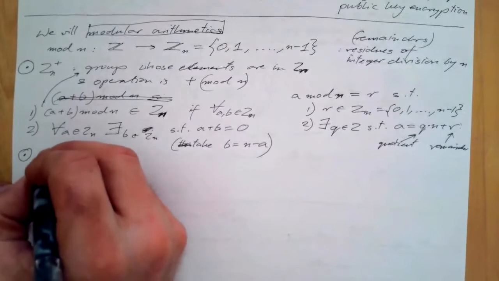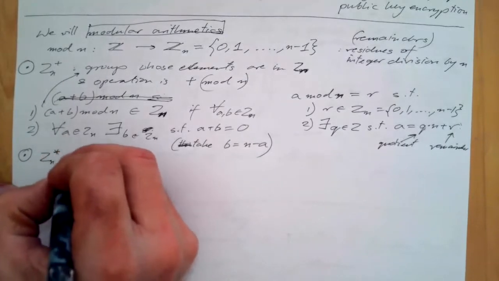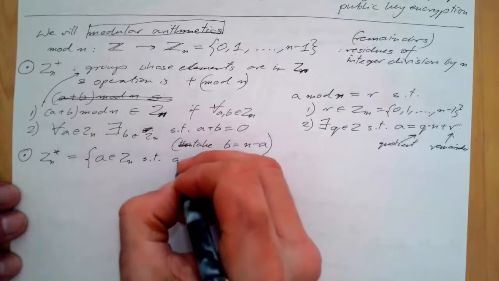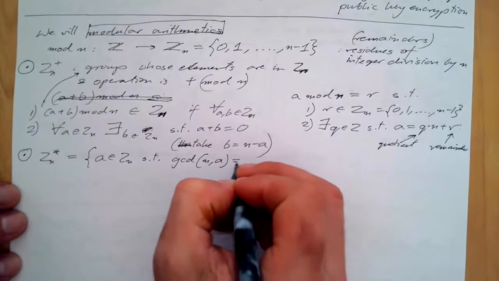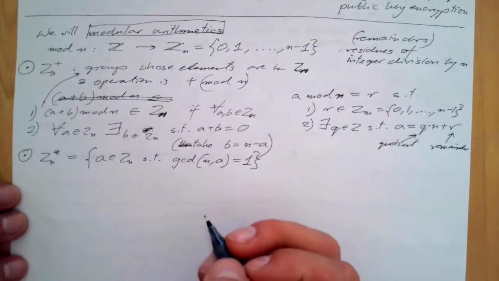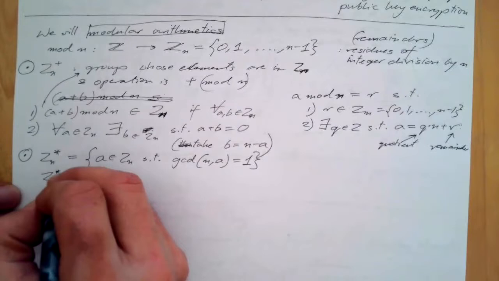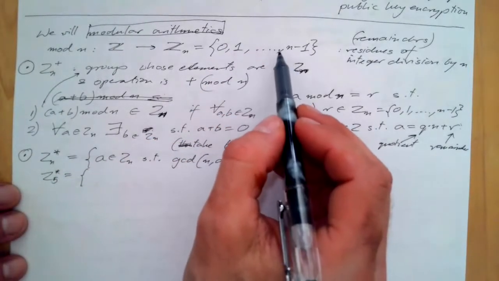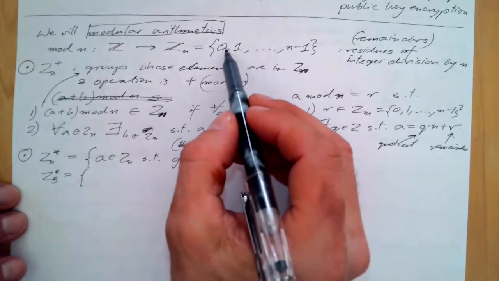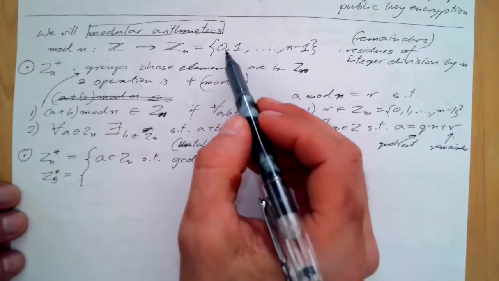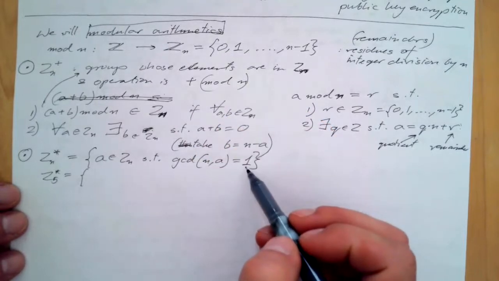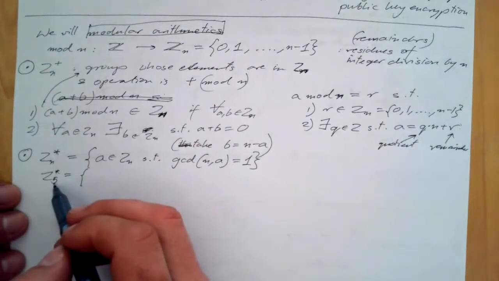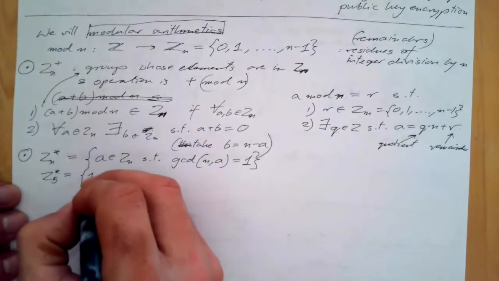But you can also define the following thing: Zn star is all those elements of Zn such that the greatest common divisor of n and a is 1. So for example, Z5 star: Z5 is 0, 1, 2, 3, 4, but the greatest common divisor of 0 and something is that something, so 0 is not in it. All the other elements 1, 2, 3, 4 are co-prime to 5, right? They don't share any factors with 5. So they stay in.